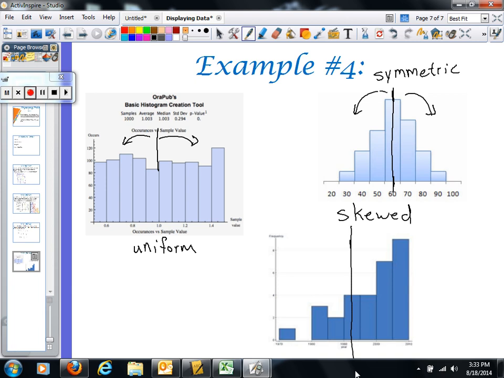So the skewed one is definitely not uniform because the sides aren't even close to looking the same, and the graph itself changes a lot. It's not symmetric because I can't fold the sides over on each other. And so this is what would make it skewed. So this is just the different names for the different types of histogram graphs.